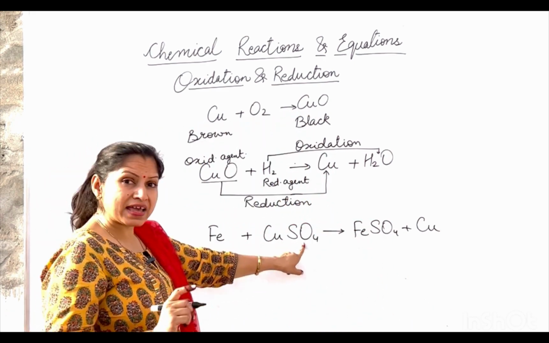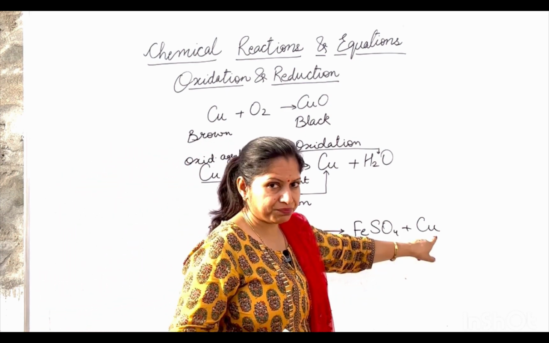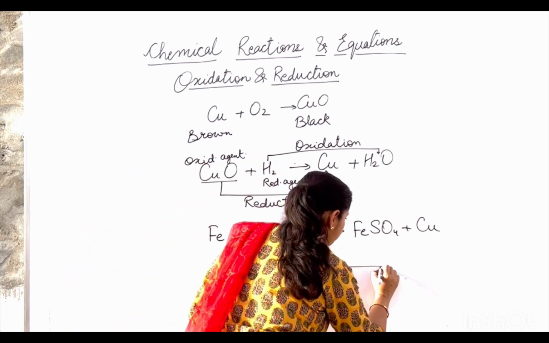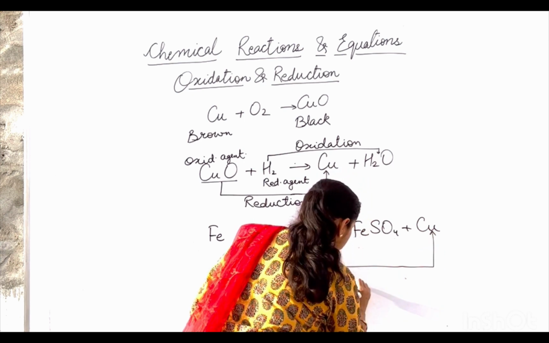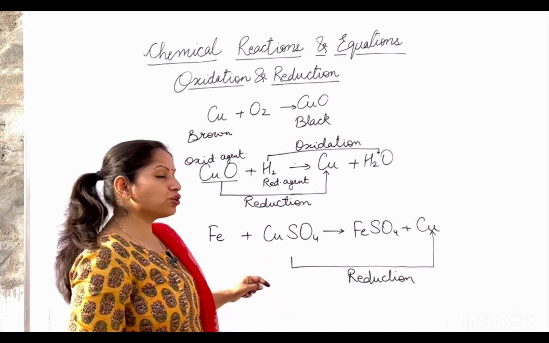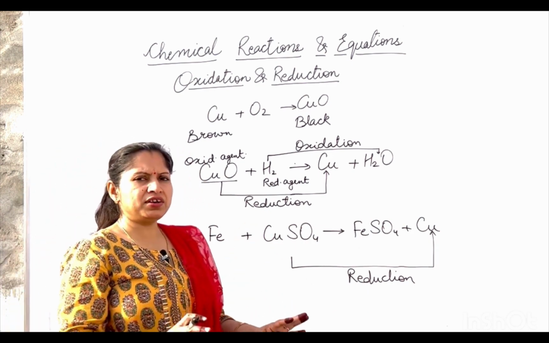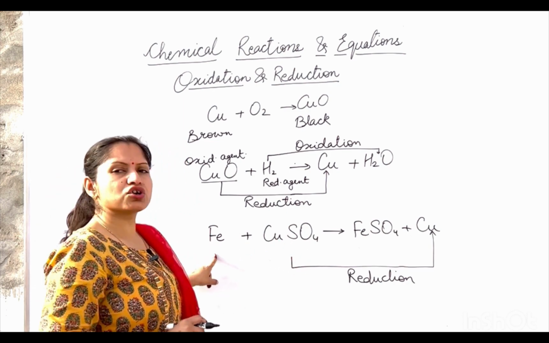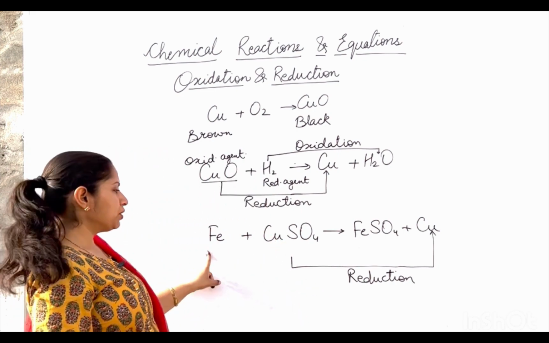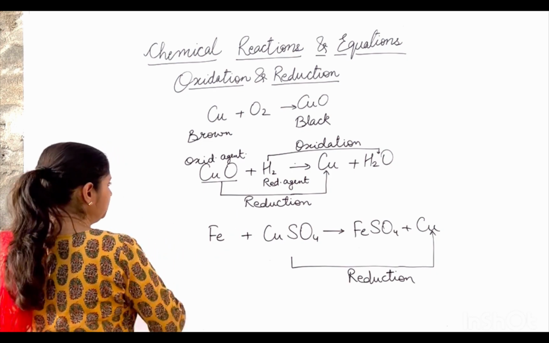Since copper oxide was having oxygen, but now copper is formed that is not having the oxygen, that is removal of oxygen. So removal of oxygen is reduction. So there is reduction of copper sulfate. Now, whichever is getting reduced, the other one is always having oxidation. If this is undergoing reduction, the other one is definitely undergoing oxidation.